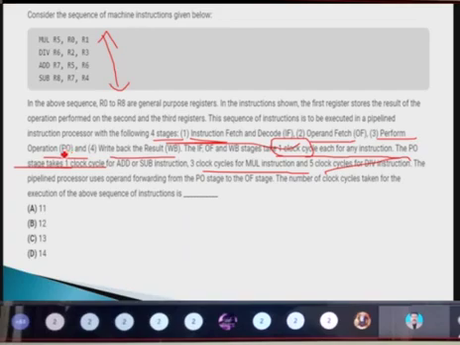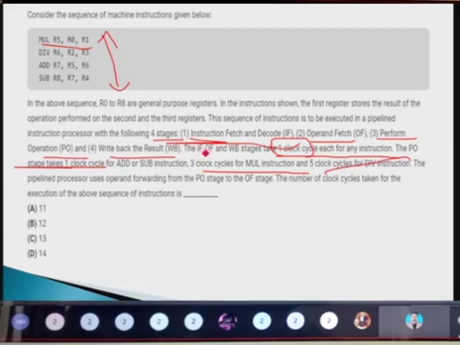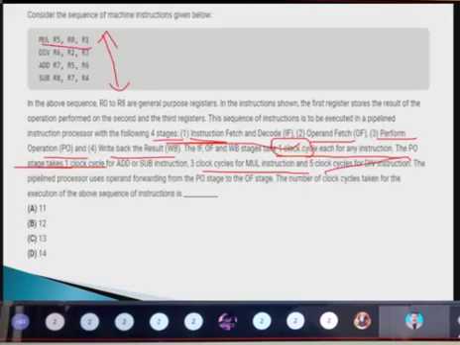Okay, so what are the instructions they have given? First, MUL R5, R0, R1. We are doing a multiplication, so how many clock cycles? 3 clock cycles. For instruction fetch and operand fetch, it takes only 1 clock cycle each. As it is multiplication, it will take 3 perform operation cycles: PO, PO, PO, and then write back, that is the last one. So again, what happens?